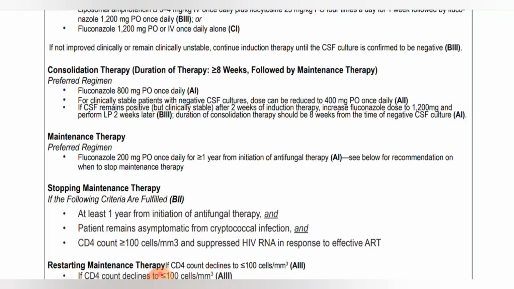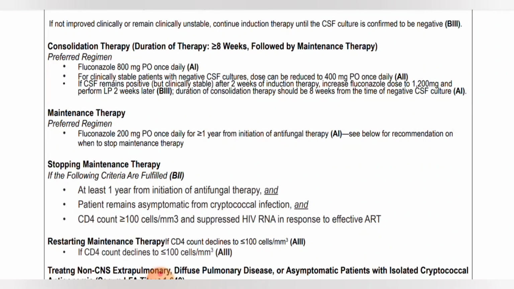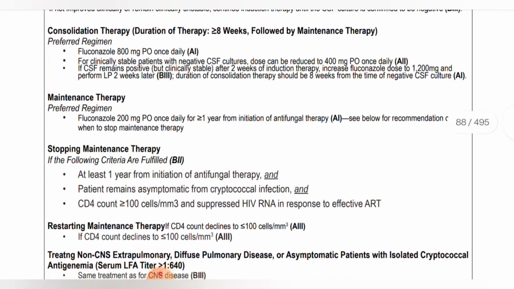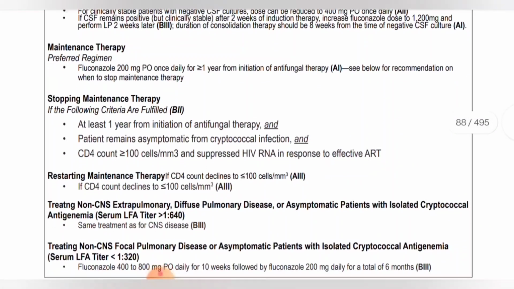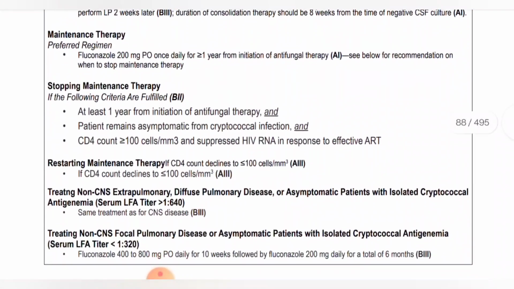If the CSF remains positive after 2 weeks of induction therapy, you should increase the fluconazole to 1200 mg, and afterwards you will have to perform an LP again. Based on the report, you can even extend beyond 8 weeks until the culture is negative. No other means of follow-up is required. You shouldn't use cryptococcal antigen or India ink to test the response. You should be doing the CSF culture.